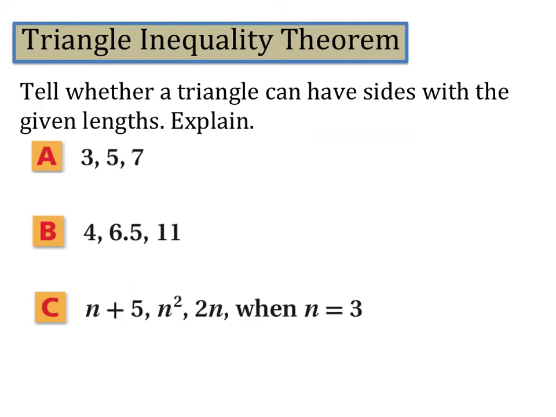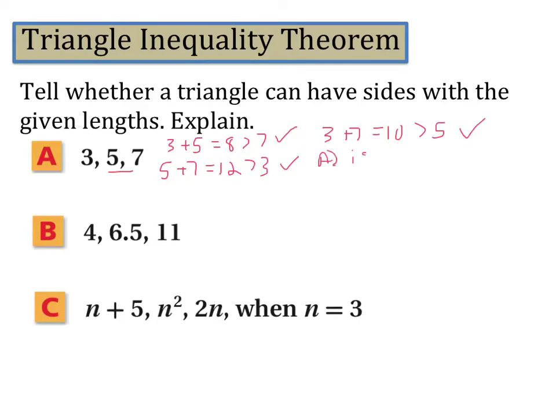Let's look at three more examples of the triangle inequality theorem, and let's tell whether a triangle can have sides with the given lengths. For example A, we have 3, 5, and 7, so let's add up the first two. 3 plus 5 is 8, which is greater than 7, so that works. If we add up the next two, 5 plus 7 equals 12, which is greater than 3, so that works. Then 3 plus 7 is equal to 10, which is greater than 5, so that works. So example A is a triangle.